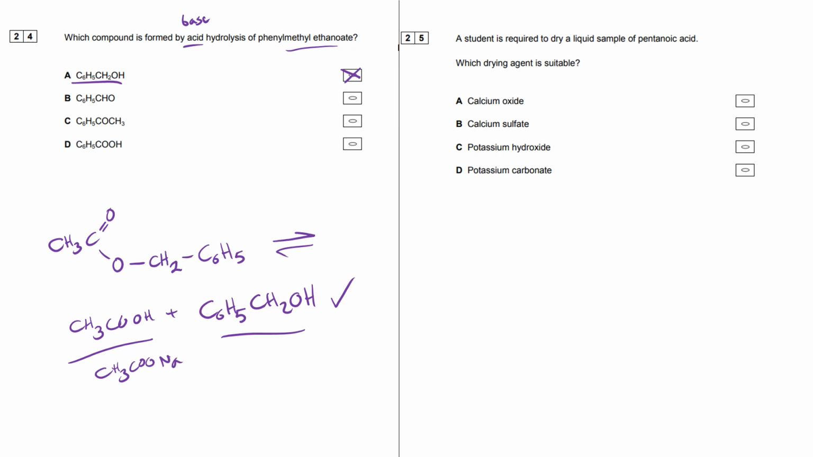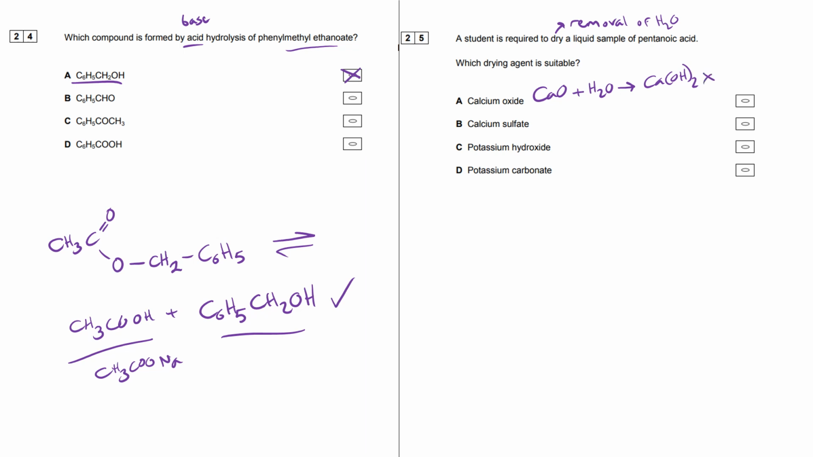Question 25. A student is required to dry a liquid sample of pentanoic acid. So drying is the removal of water. So a suitable drying agent is one which is insoluble and which is going to react or bond with the water. So going through the examples here, calcium oxide is not suitable because, as you learnt from the group 2 topic, group 2 oxides will react with water to form group 2 hydroxides. Calcium hydroxide is partially soluble, so that's not a suitable drying agent. You're not going to be able to remove water that way.